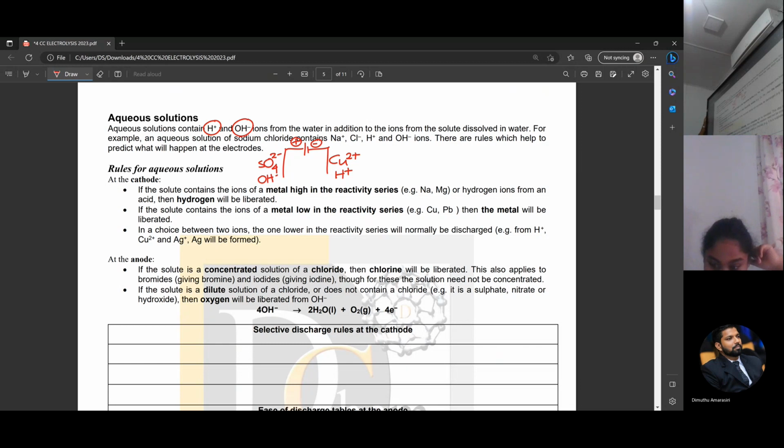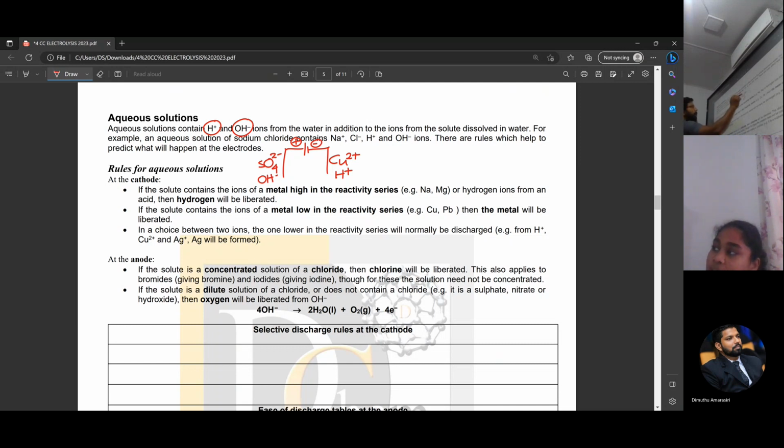for each ion to go, and there are rules. There are 3 rules. Rule number 1: at the cathode, the ion of less reactive element is preferentially discharged. What's the rule? The ion of less reactive element gets preferentially discharged. Tell me again: the ion of less reactive element gets preferentially discharged.